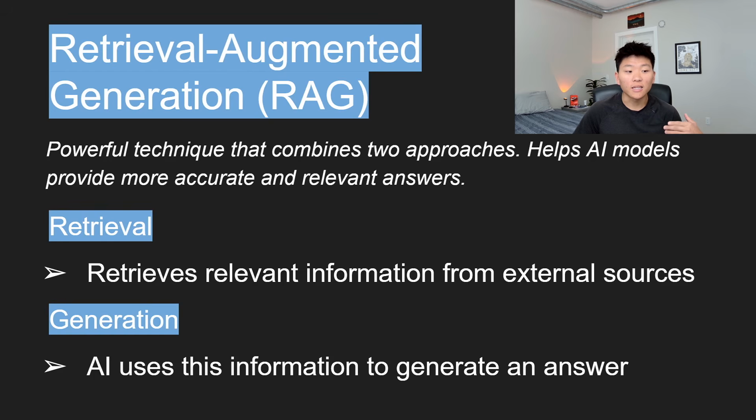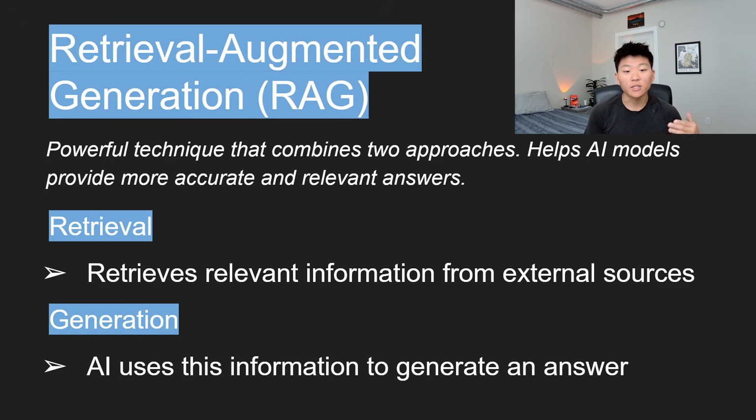Okay, so what is RAG? RAG stands for Retrieval-Augmented Generation, and it's a very powerful technique that's going to combine 2 different approaches. The first part is retrieval, and then the second part is generation. So this technique really helps AI models provide accurate and relevant answers, especially when you need up-to-date or specialized information.